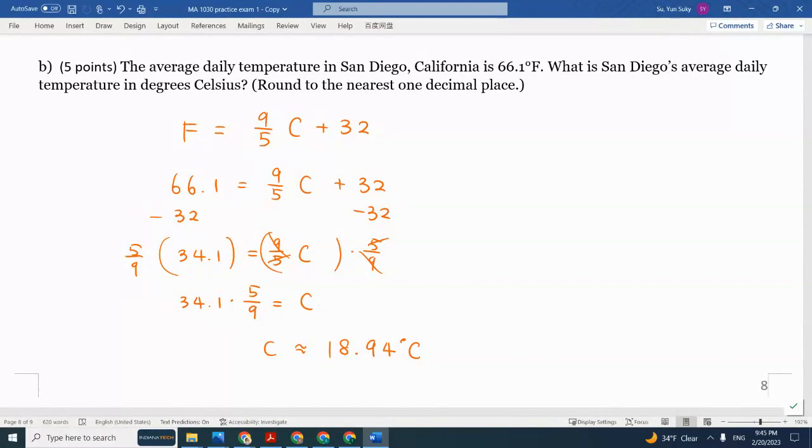If you can understand B, could you type B in the chat? Good. Okay, keep going.